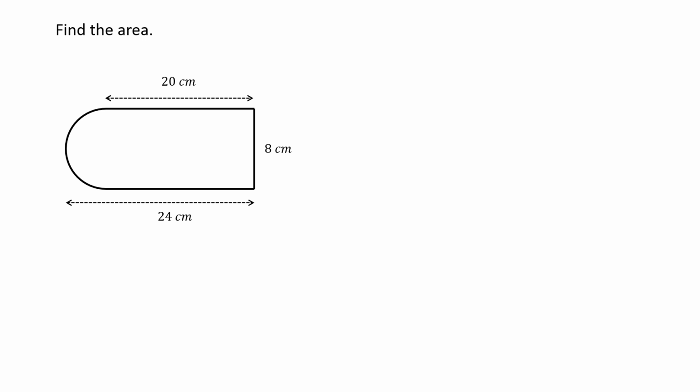Let's find the area of this irregular shape. This shape doesn't even have a name, much less a formula. So we'll break it into two pieces that we can deal with: a semicircle and a rectangle. You can see them here.